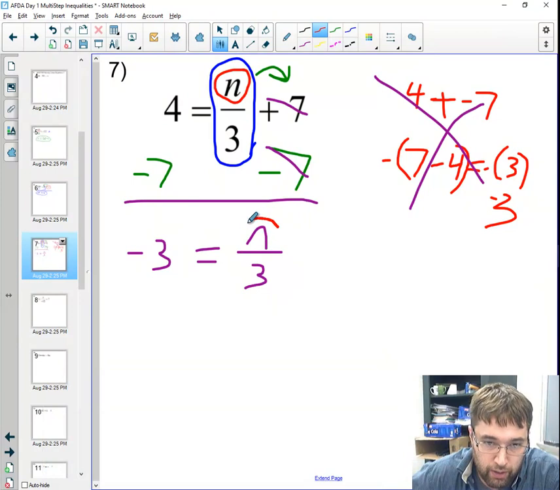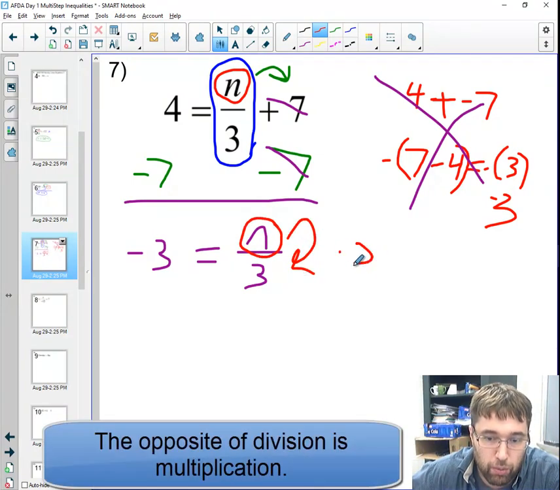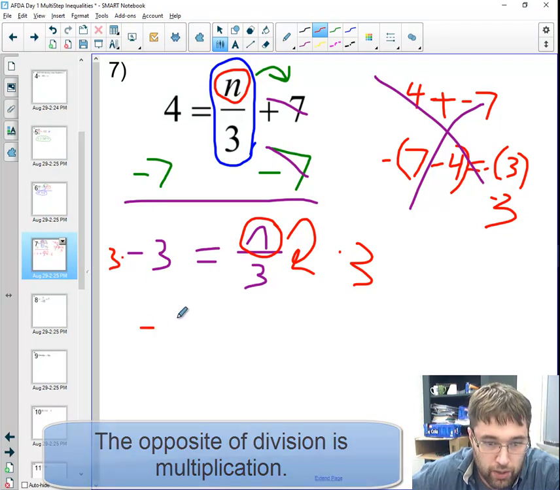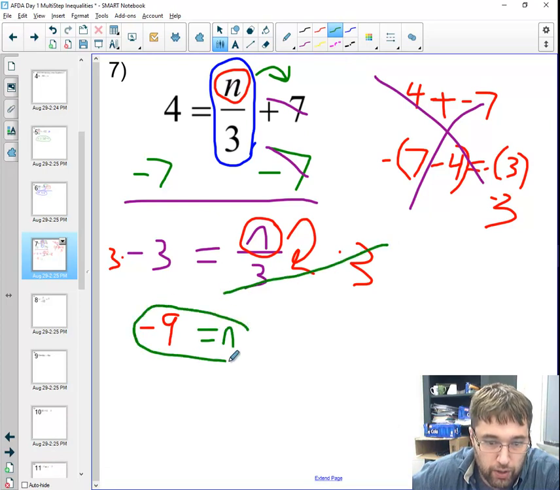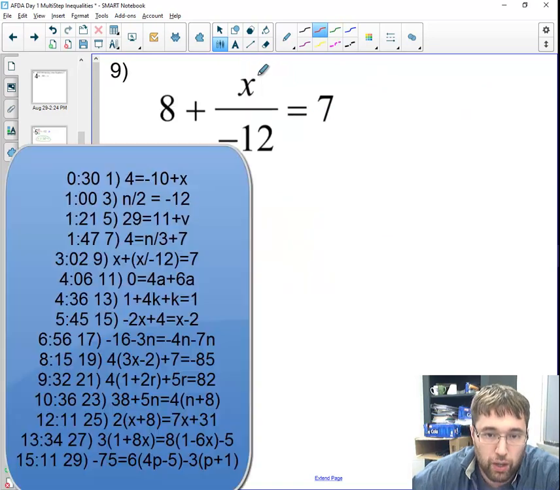Again, go back to circle the variable, take care of the hater. I circle the variable. The hater is dividing by 3, so I'm going to multiply by 3 on both sides. So 3 times negative 3 is negative 9. These cancel out. We're left with n, so our answer is negative 9 equals n. Next problem, circle the variable, take care of the hater, but the hater is two things.